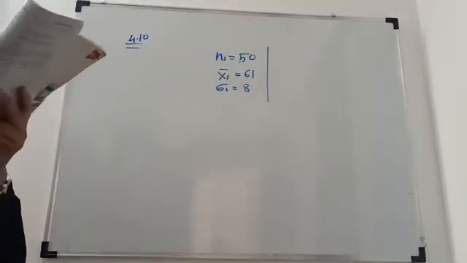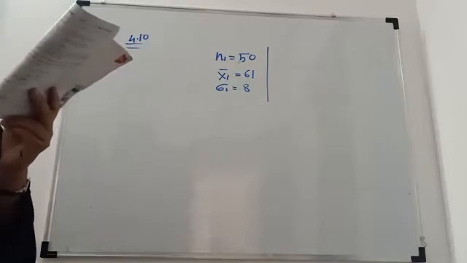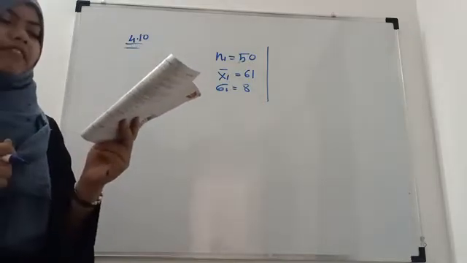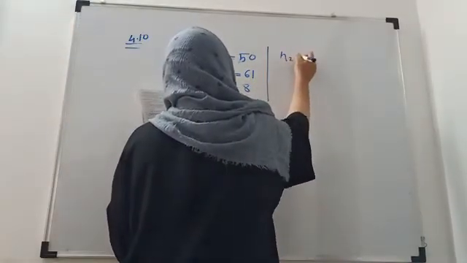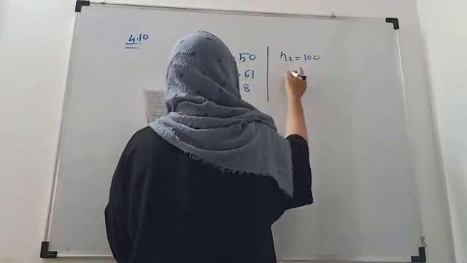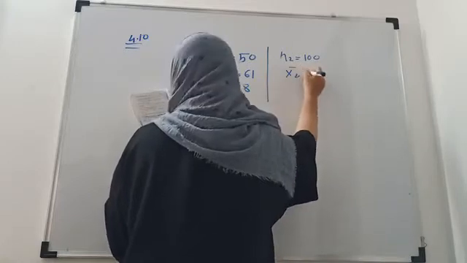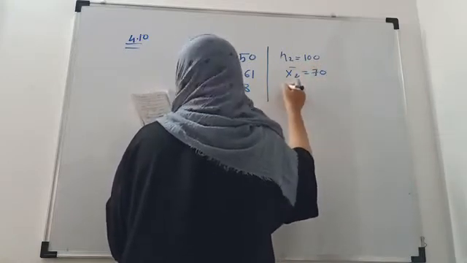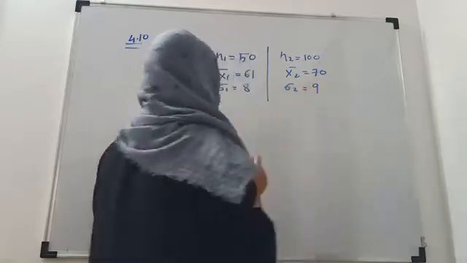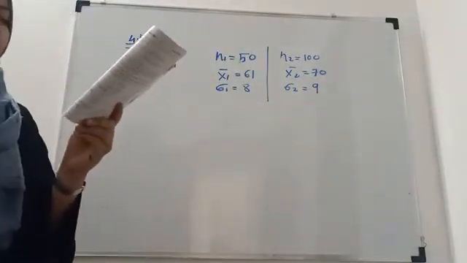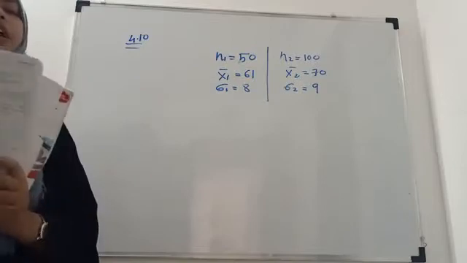Another group of 100 observations has a mean and standard deviation 70 and 9 respectively. So the sample size for the second group is 100. Its arithmetic mean is 70 and its standard deviation is 9. Find the mean and the standard deviation for the combined group.